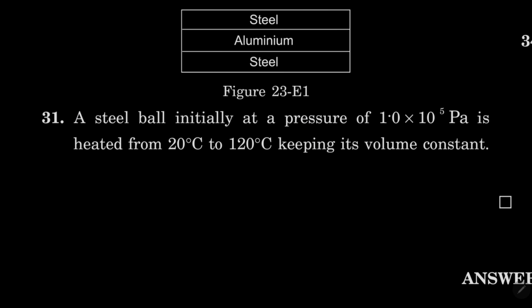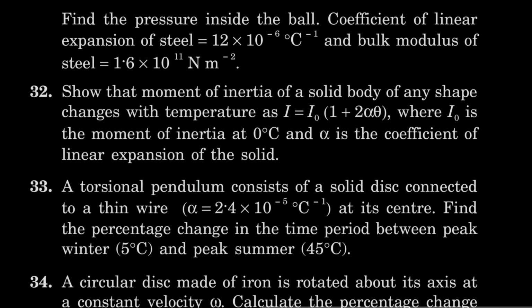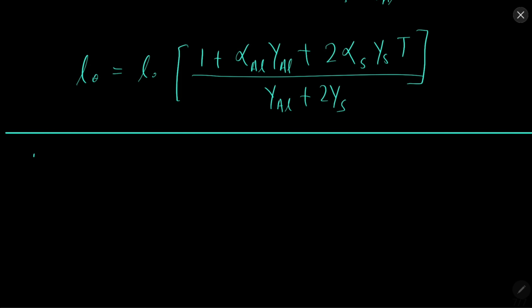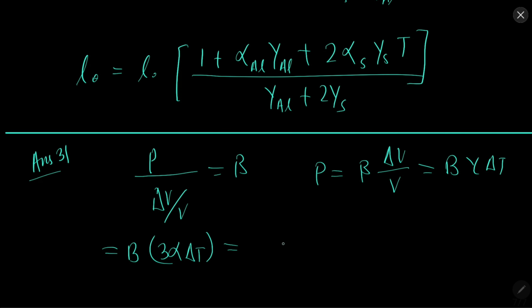In question 31, a steel ball is there and we find the pressure inside the ball. Solution 31. del V over V equals beta del T, where beta is 3 alpha. So when we put all the values, we will get 5.8 into 10 to the power 8 pascals.